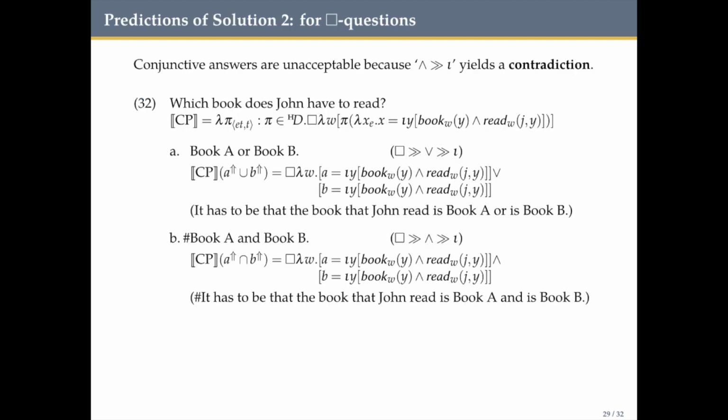For box questions, conjunctive answers are unacceptable because conjoining two statements of uniqueness yields a contradiction. For example, in 32, which book does John have to read? The higher-order reading is read as: for which generalized quantifier pi, it has to be the case that for pi x, x is the unique book that John read. As in B, applying this function to a conjunction yields a contradiction. It's read as: it has to be the case that the book that John read is book A and book B.